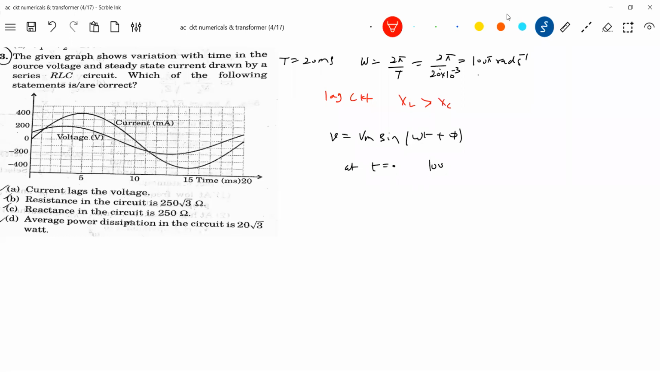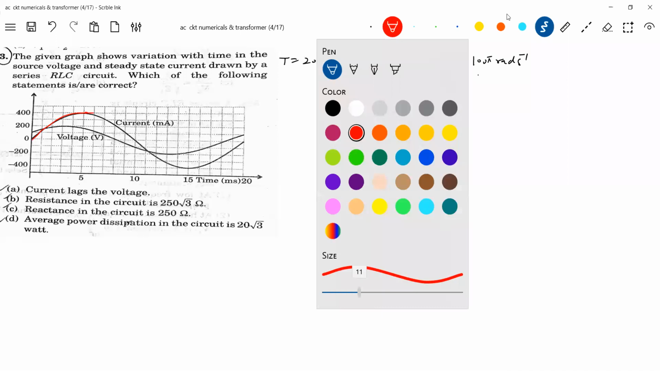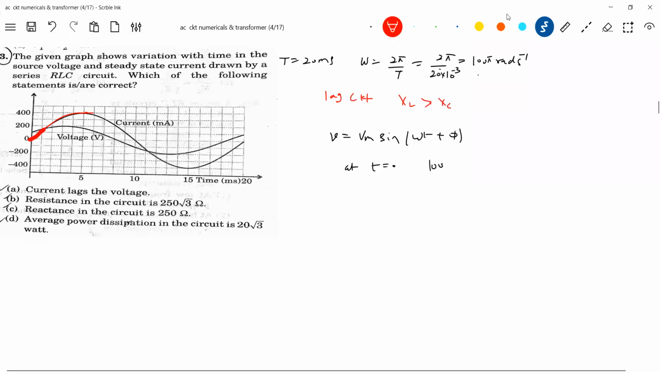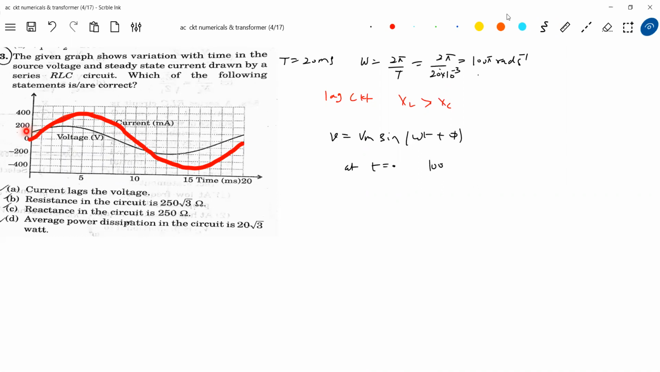I think some of you are asking, sir, which is the current one? I'll draw it. This is the current. Okay, let's write for voltage. So at t equals 0, what is the value of voltage? It should be 100. So it is touching here. This should be the 100.